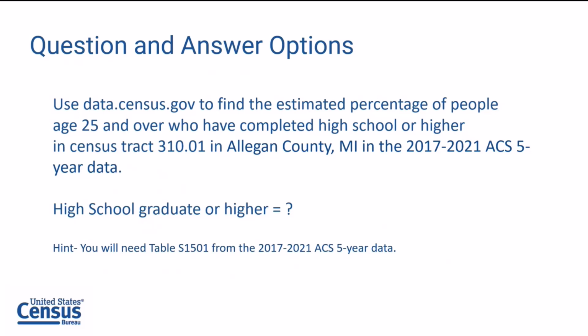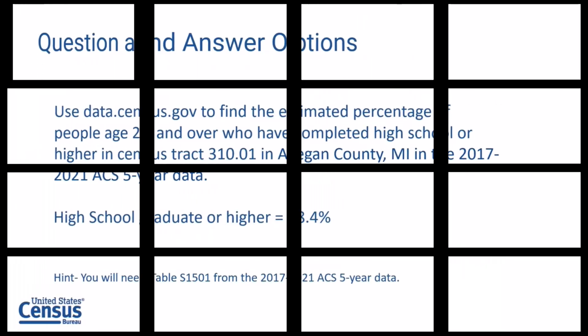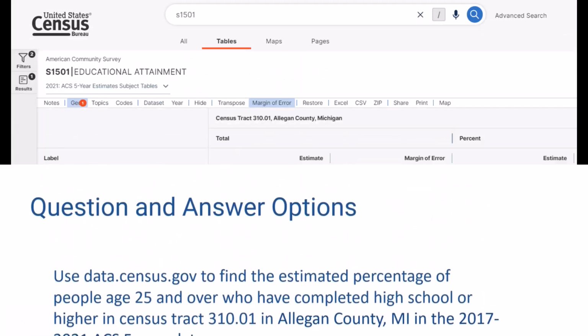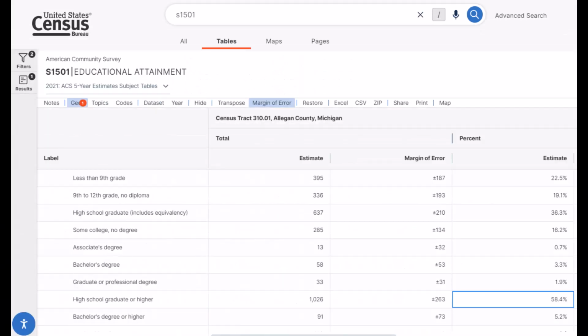Pause this video to conduct your search in data.census.gov, then resume the video. If you said 58.4%, you are correct. That is the estimate shown in Table S1501 using the ACS 2021 5-year data. See the link to the table below the video.